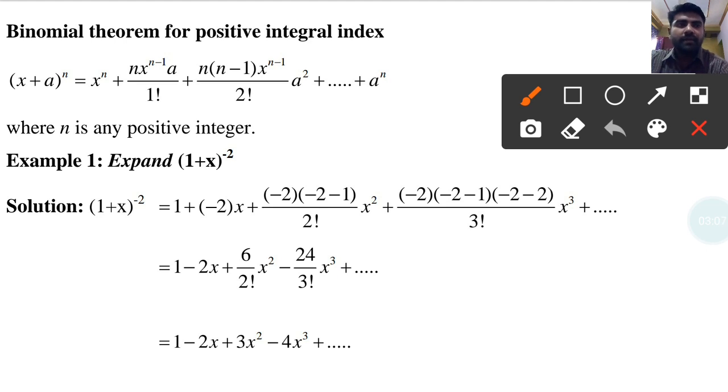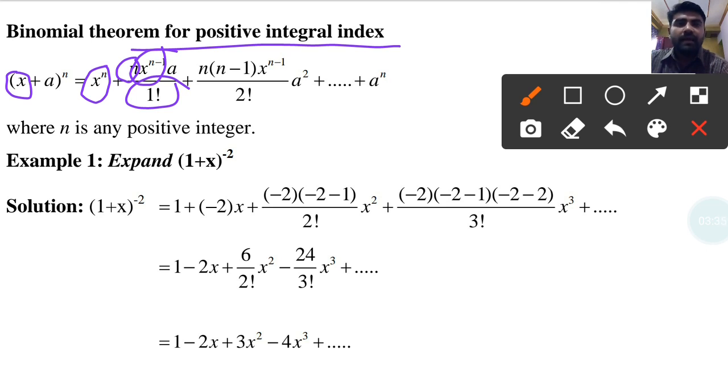Now the binomial theorem for a positive integral index, right? So see now the first term is not 1, it is now x, so (x plus a) raised to n, right? So the first term will be x raised to n. Then for the second term n, x raised to n minus 1, like that. Then 1 factorial means 1, right?